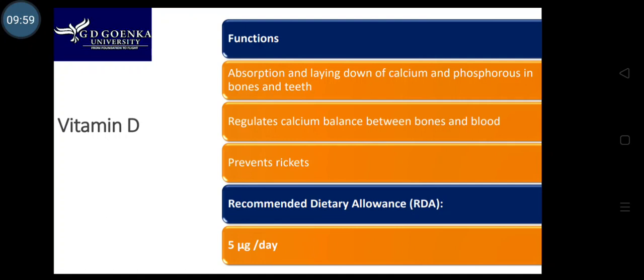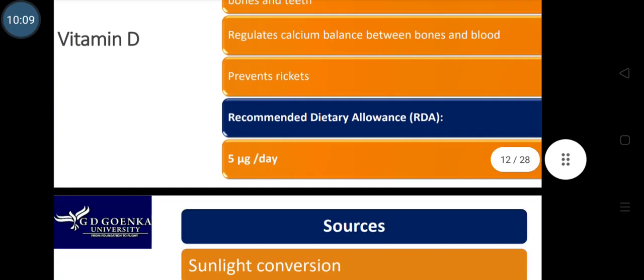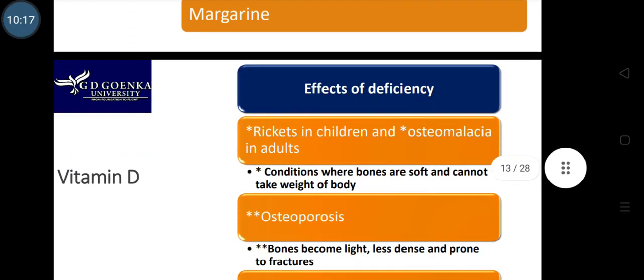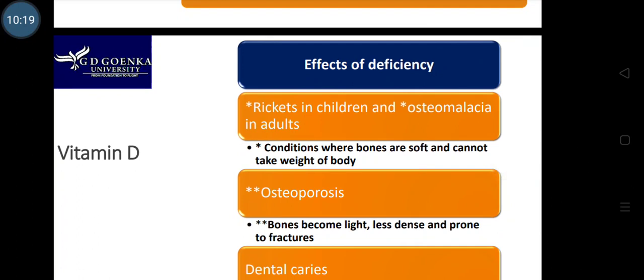Now the function of vitamin D: absorption and laying down of calcium and phosphorus in bones and teeth, regulating calcium balance between bones and blood, and preventing rickets. The recommended dietary allowance of vitamin D is 5 microgram per day. The sources are sunlight, fish liver oil, dairy products, oily fish, and margarine.